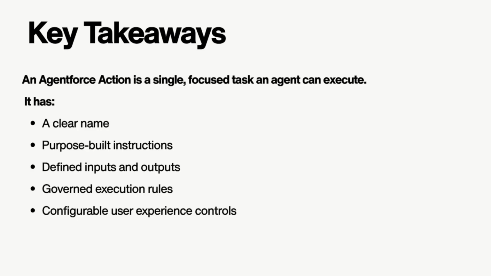So some key takeaways. An Agentforce action is a single, focused task an agent can execute. It has a clear name. It has purpose-built instructions. It has defined inputs and outputs. It has governed execution rules. And it has configurable user experience controls. Actions are the tools agents use to accomplish the jobs defined by topics.